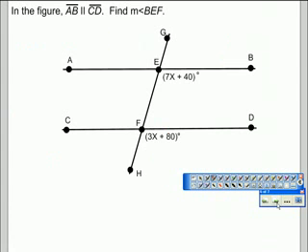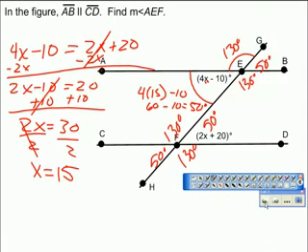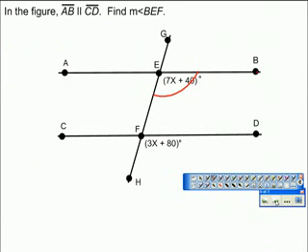All right. In this figure, AB is parallel to CD. So two parallel lines cut by a transversal. Find the measure of angle BEF. That one right there. How am I going to do this one? Oh, good. Same way as I just did this one, right? Why can I do it the same way? These two angles are what? Well, which one is it?